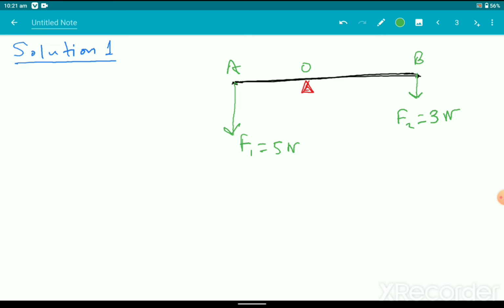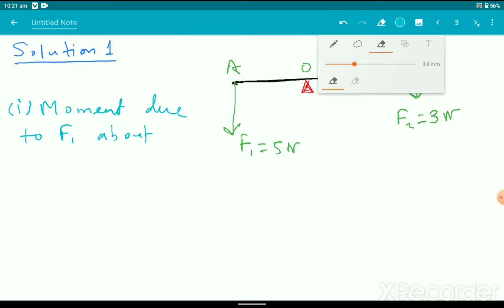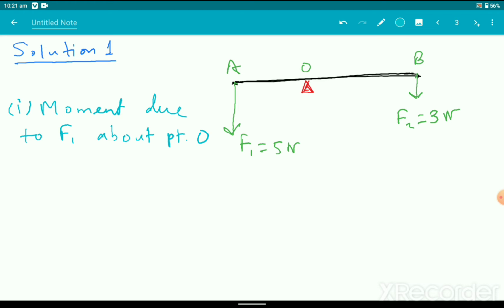Okay, so how can you calculate the moment of force due to the force F1 about the point O? So coming to the first part of the solution: moment due to F1 about point O.